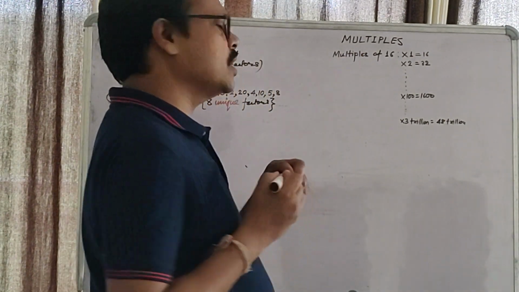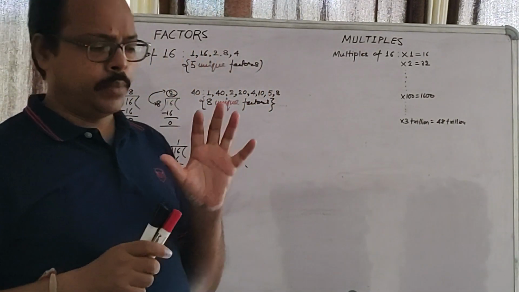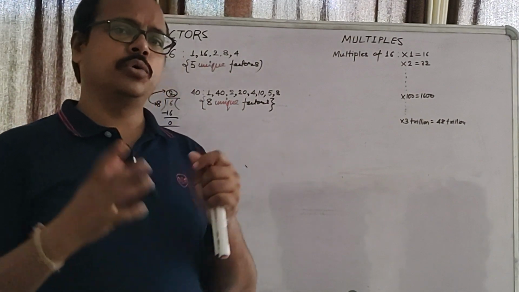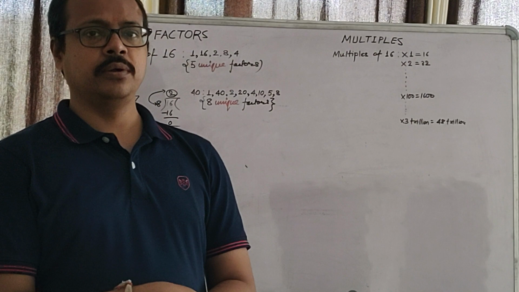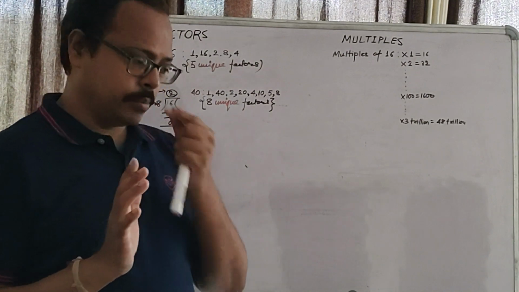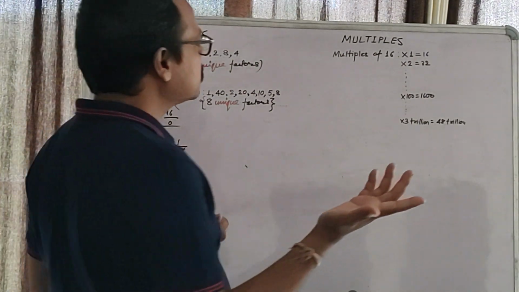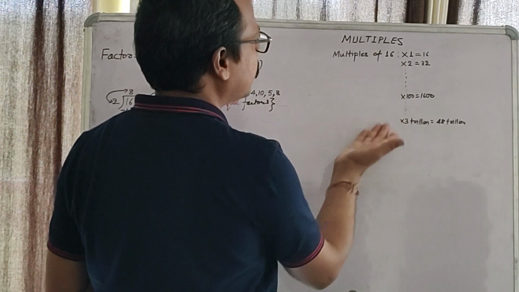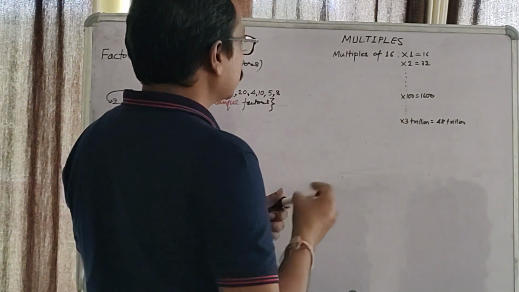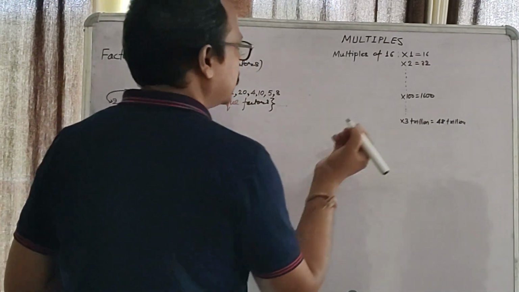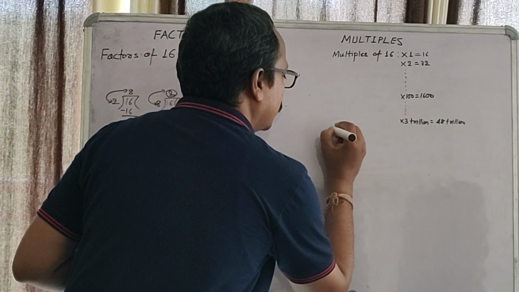So if someone asks you, can you tell me about the number of multiples of number 16? You can basically say that infinite number of multiples exist for a given number. Infinite, right? So would you like to take another example? I think yeah, one more example will be good.